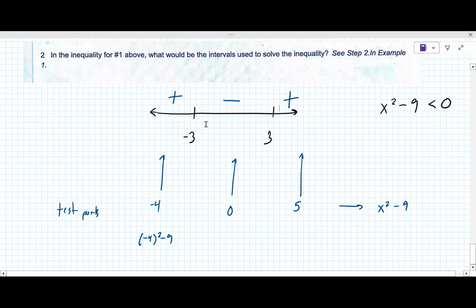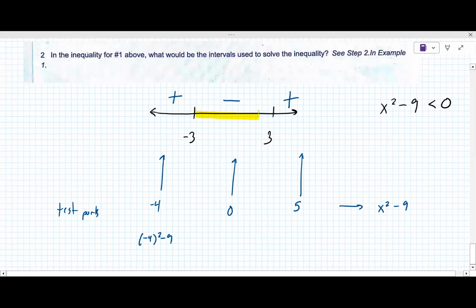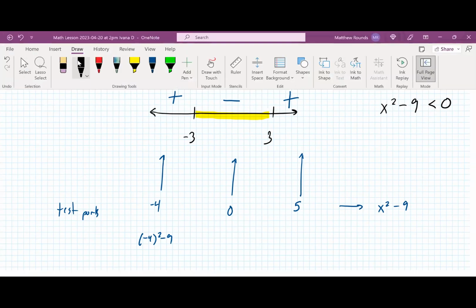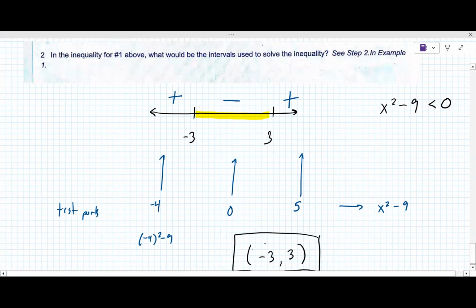What we're interested in is where it is less than 0. So do you see that it is less than 0 between -3 and 3? Yes. So that is our answer. Our answer is all the numbers from -3 to 3. Now, how to write the answer? It's interval notation, but it's -3, comma 3. This is the answer that they're looking for. Everything you just did leads to what goes inside this box.